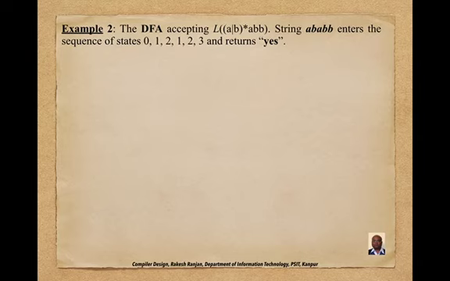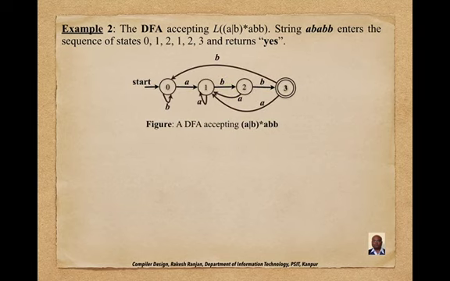For the DFA accepting L((A or B)* ABB), the string ABABB enters the sequence of states 0, 1, 2, 1, 2, 3 and returns yes. We can see this here in this case. So this is the second example of the DFA.